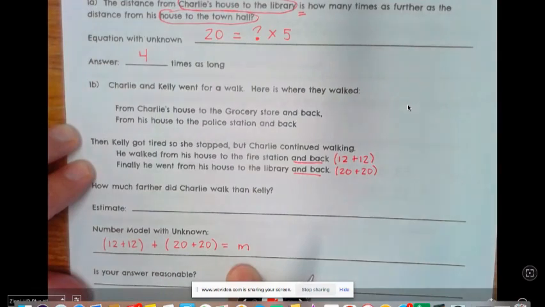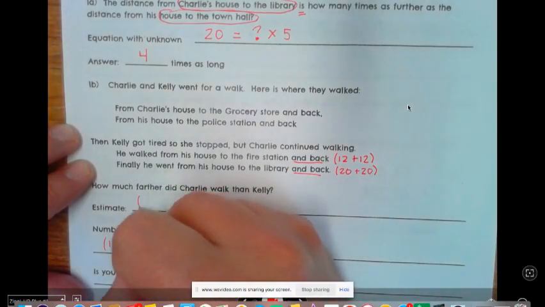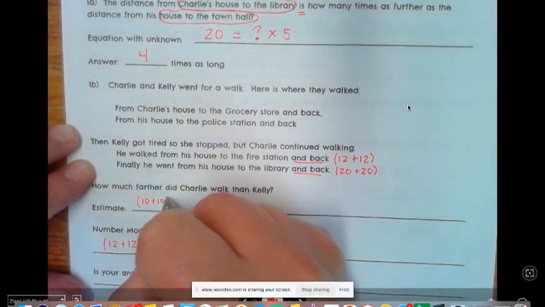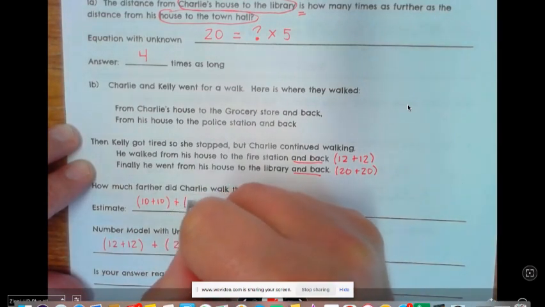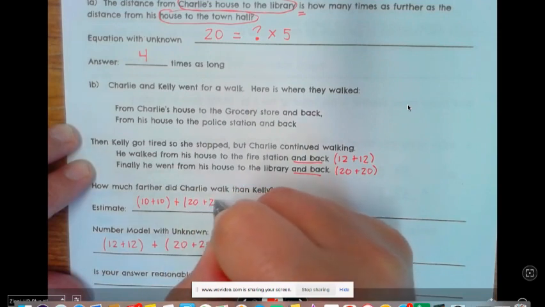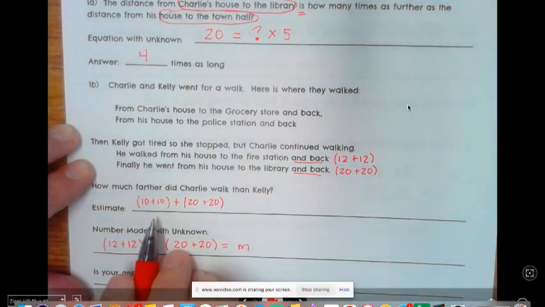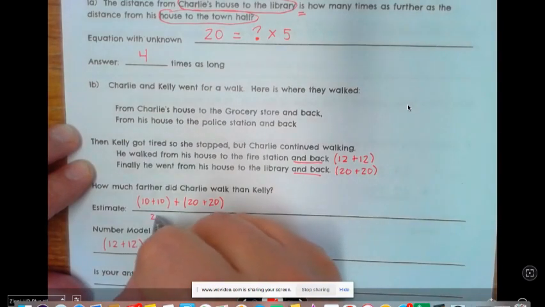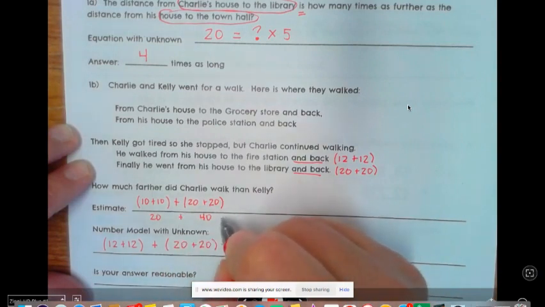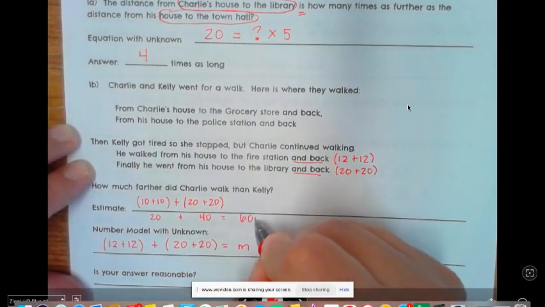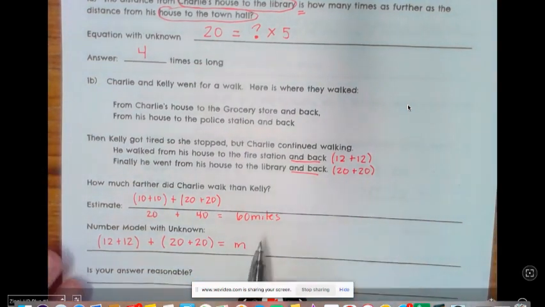Now that I have our number model, we can go and plug in our estimate. Well, I know that 12 is close to 10. So I'm going to change these 12s to 10. So I'm going to go 10 plus 10. And then 20 plus 20, well, those are friendly numbers already, so I'm going to keep those the same. 10 plus 10, I can do that in my head, that's 20. And 20 plus 20 is 40. So when I add those two together, that gives me 60 miles for our estimate. Okay? This is our estimate.